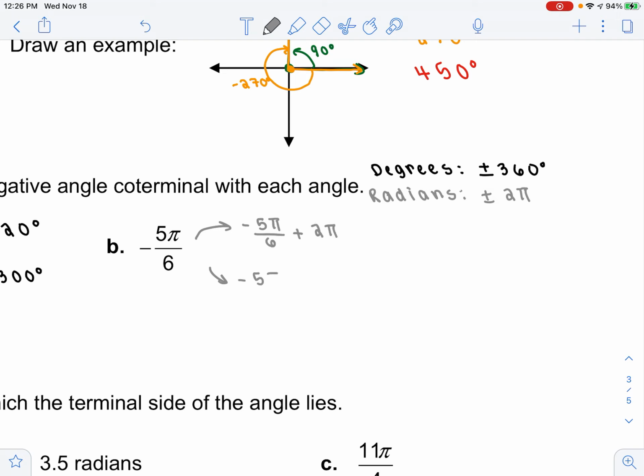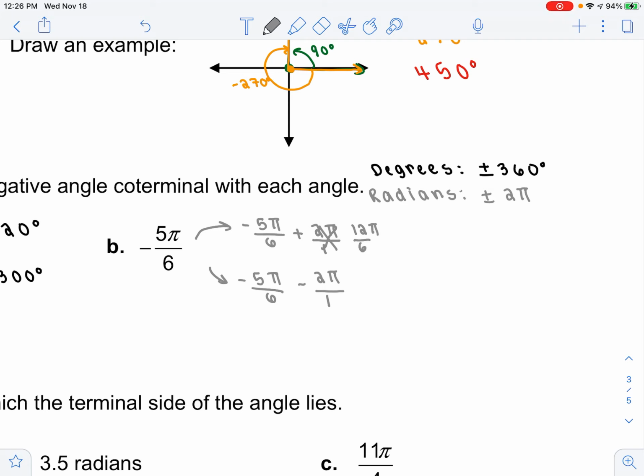Now, the problem with adding 2 pi, subtracting 2 pi, is that it doesn't have a common denominator. So keep in mind that if this was written over 1, we want to think about how do we take 2 pi and break it into 6. So if I wanted to change my denominator to a 6, I would have to multiply the denominator by 6, thus multiplying the numerator by 6 as well.